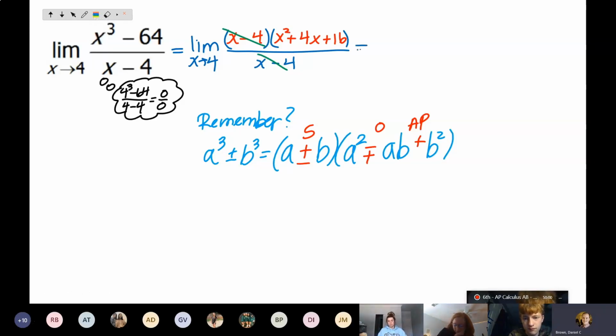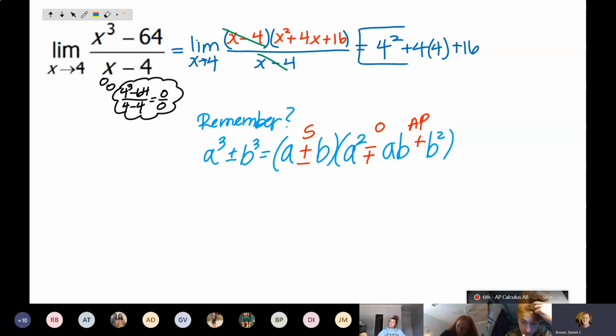So plugging in 4, we get 4 squared plus 4 times 4 plus 16. And honestly, you can leave your answer like that for me. I'd rather you have a correct answer than you simplify an answer and get it incorrectly. Or of course, you could just add those all together and you would get 48. But both of them are acceptable. Questions on that?